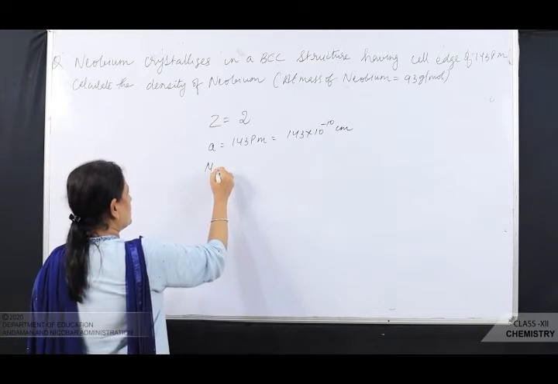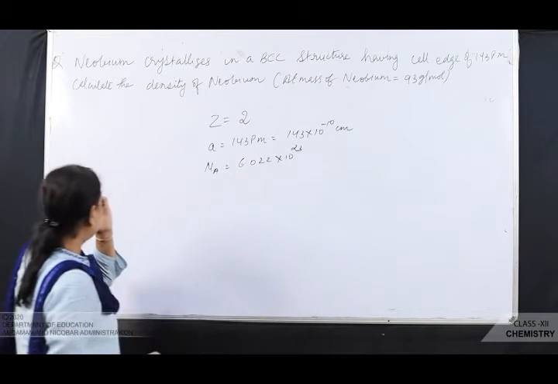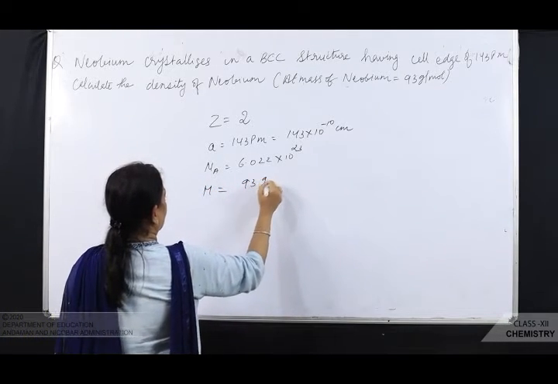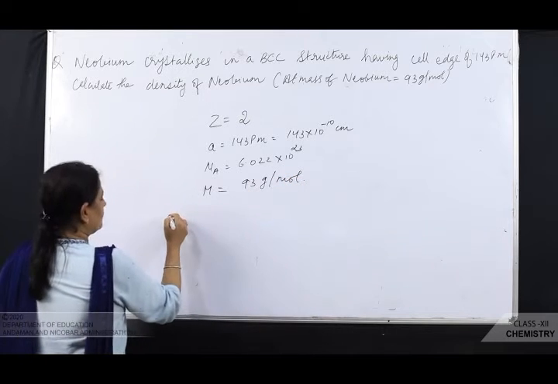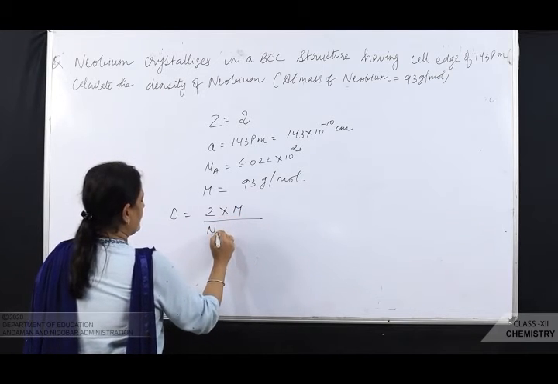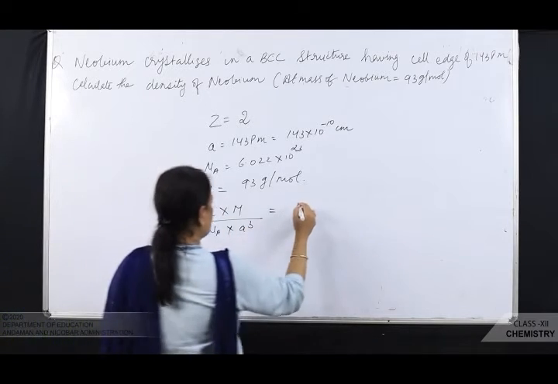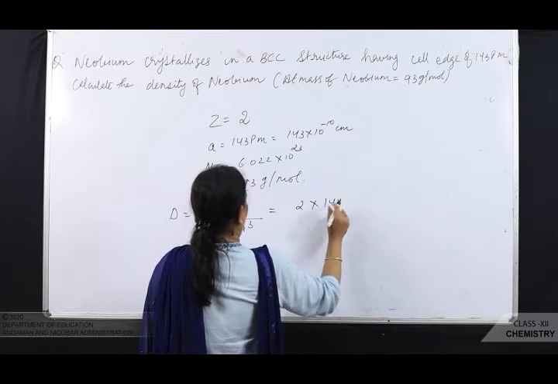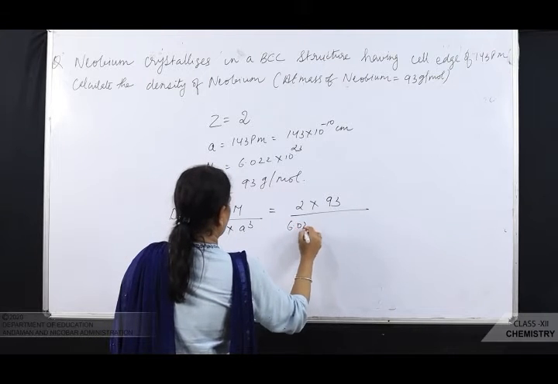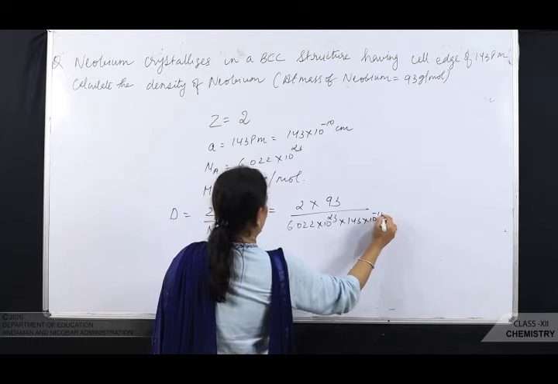Then Avogadro number, you know it, 6.022 into 10 to the power of 23 mole inverse. Then atomic mass is given, M is equal to how much? 93 gram per mole. Then what is the equation for density? D is equal to Z into M divided by Avogadro number into A cube. So how much will it come? 2 into 93 divided by 6.022 into 10 to the power of 23 into 143 into 10 to the power of minus 10 the whole cube.